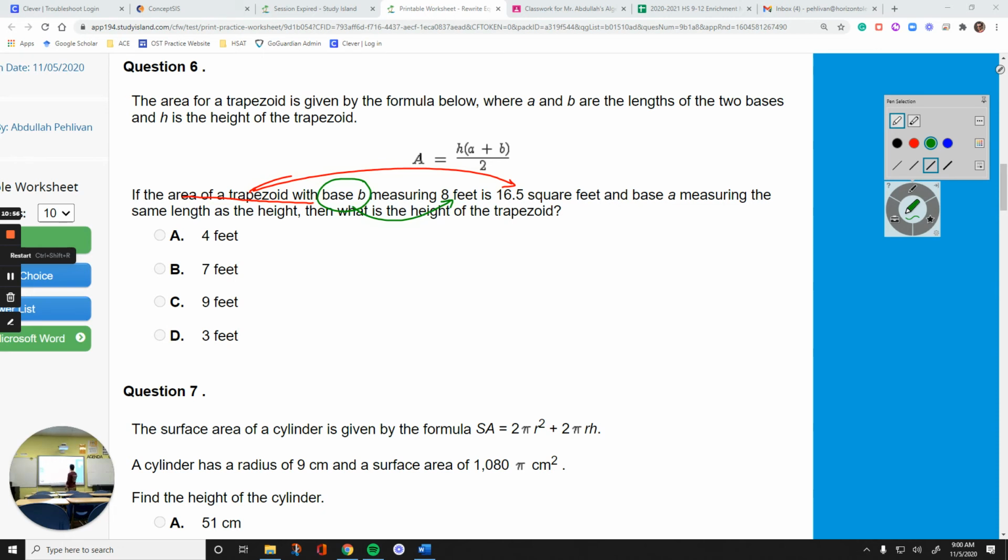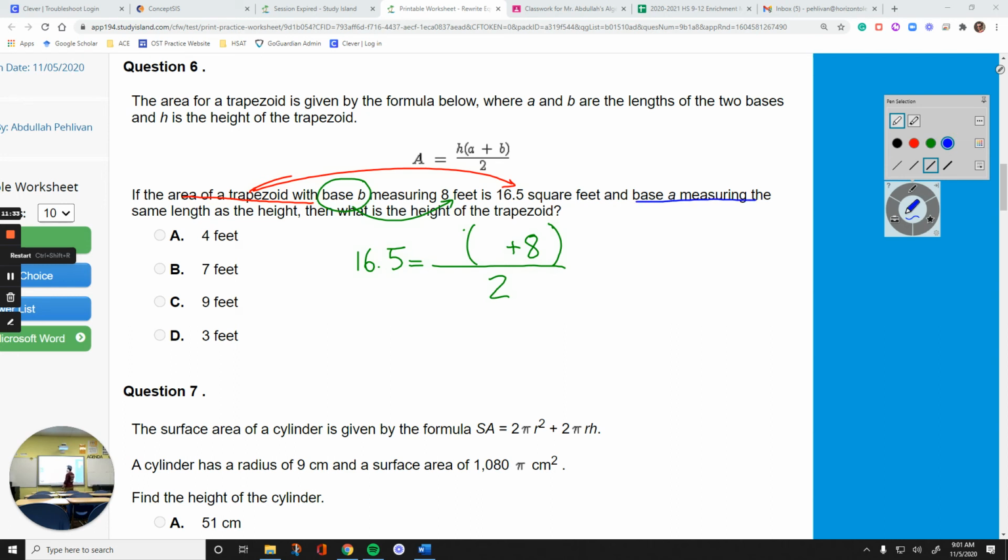Base, okay, let's just bring down these two first. Area is 16.5. I think I need a calculator for this question. Height, I haven't read anything about the height, so I'm keeping it the same. B is 8 feet, right? And then there's that A that I will plug in here, divided by 2, and then I will plug in the H. I left them blank, H and A. Let's read the rest of the question.